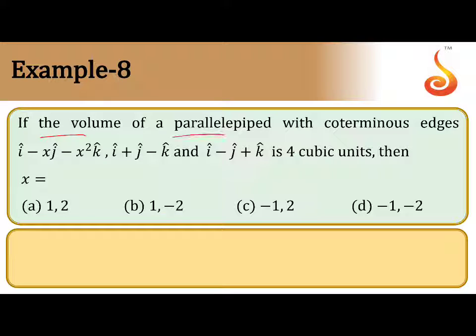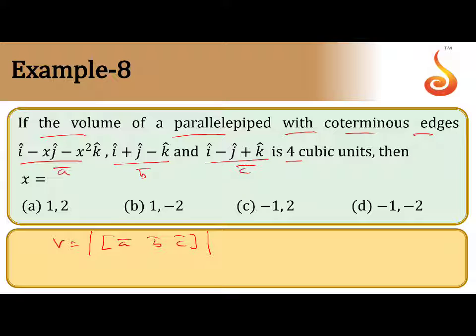The volume of the parallelepiped with coterminal edges i minus xj minus x² k, i minus i plus j minus k, i minus j plus k is 4 units. What is the value of x? They are asking. The formula for the volume of a parallelepiped is V equal to the magnitude of the box product [a bar, b bar, c bar]. That is the volume of the parallelepiped. So now take a bar, b bar, c bar as edges.